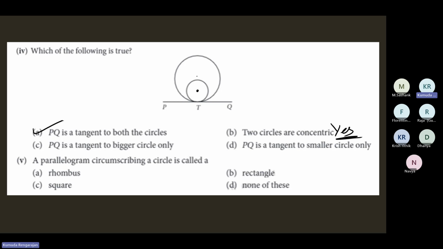This is the center of the smaller circle. Somewhere here may be the center of the larger circle. So just because they are one inside the other, they need not be concentric. Concentric circles have the same center but different radii. These are touching circles. The two circles are not concentric.